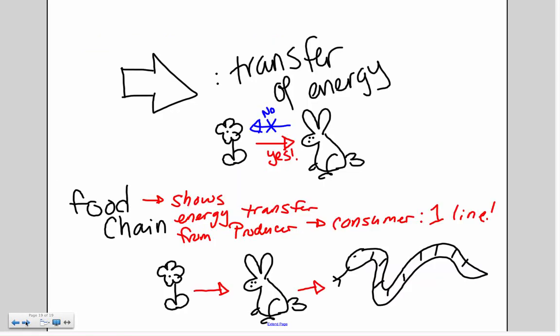So this is one that we drew in class. Make sure that when you draw your food webs that you show the transfer of energy. So the plant's energy goes into the bunny. The bunny's energy does not go into the plant. The food chain shows an energy transfer from producer to consumer in one line. So don't make fun of my pictures, but the plant's nutrients go to the bunny and the bunny's nutrients then go to the snake. The snake's nutrients would then go to the decomposers. So make sure that your arrows point to the thing that the transfer of energy is happening.